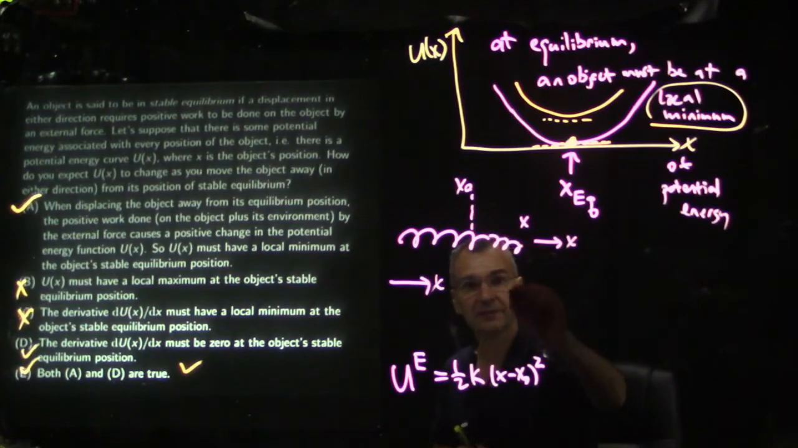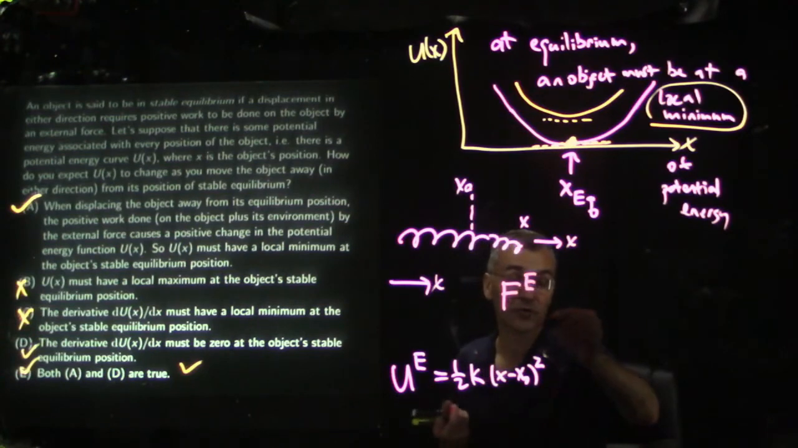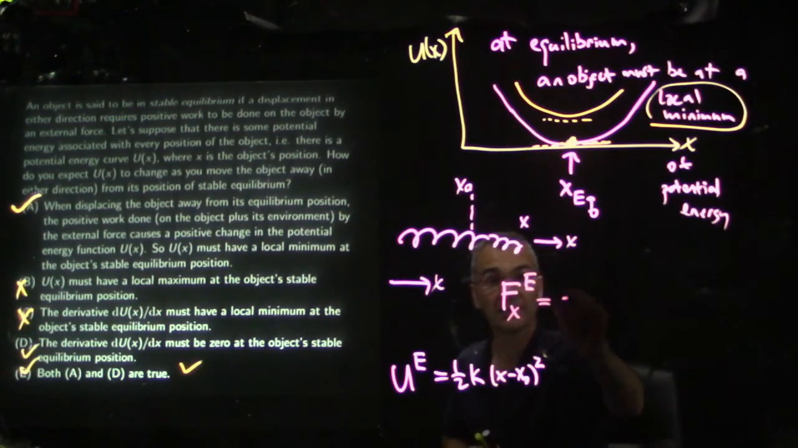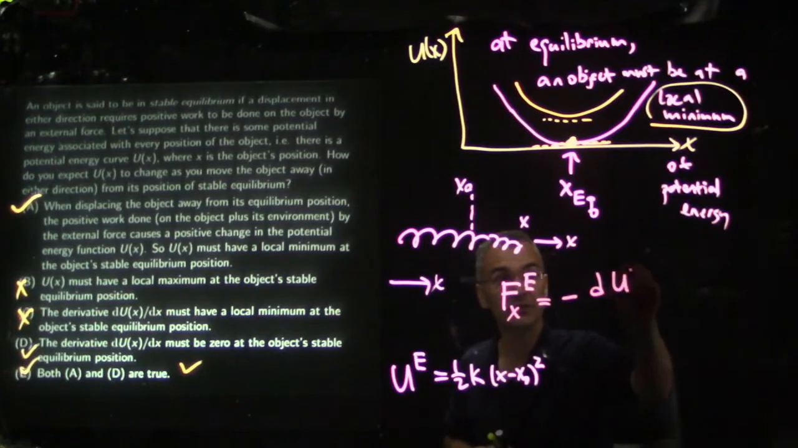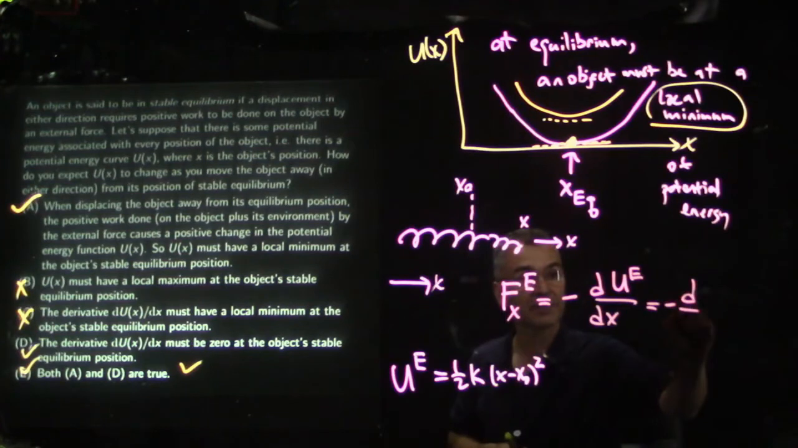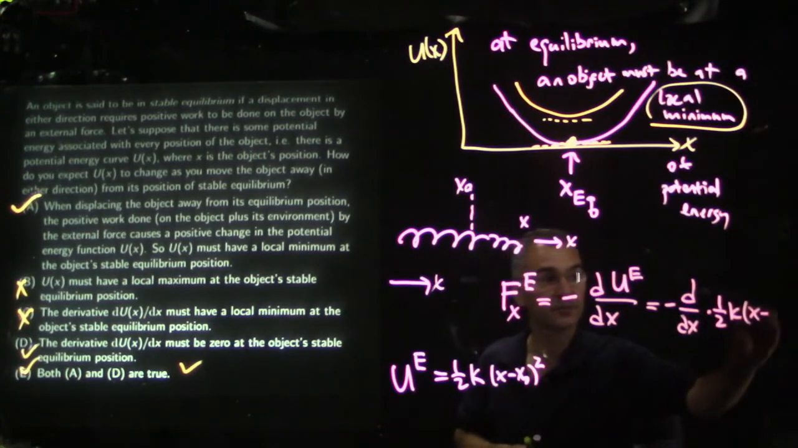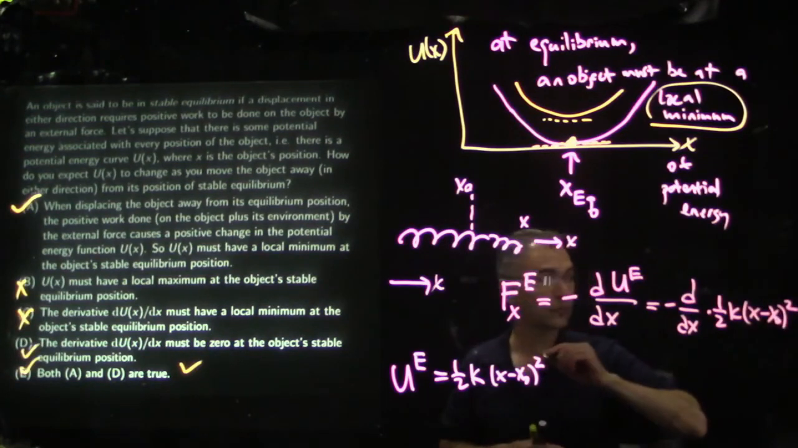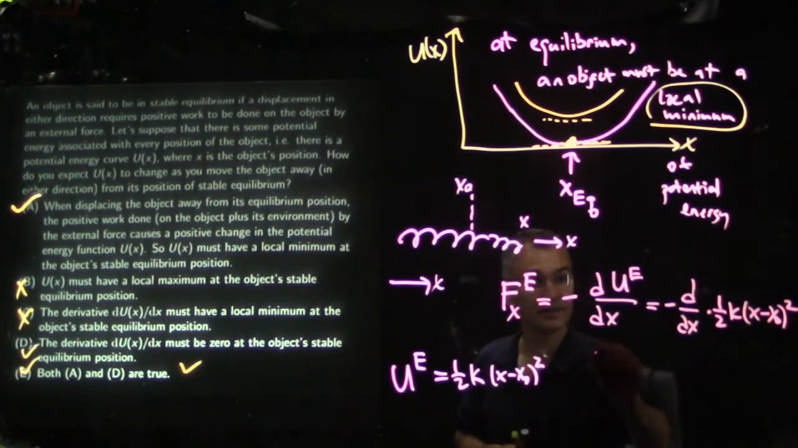So we have the spring elastic force, which is the force exerted by the spring in the x direction, is minus dU elastic dx, which is minus the derivative of 1/2 k (x minus x relaxed) squared, and that is minus, so the square cancels the 1/2. See, here's k (x minus x relaxed).